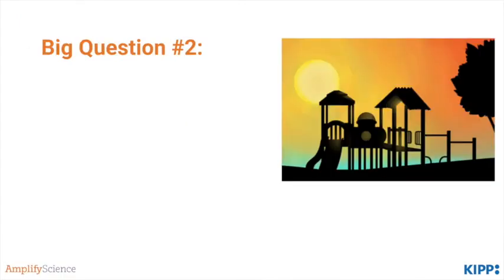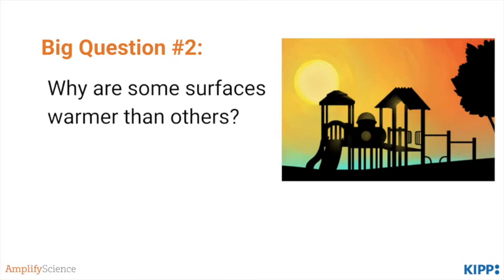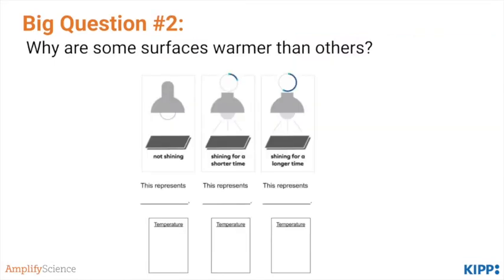All right, on to big question number 2. Why are some surfaces warmer than others? In the previous progress build, we determined that surfaces are usually warmer in the daytime and cooler at night because the sun is out in the daytime. Now we look at how long objects and surfaces are in the sunlight and how that affects temperature.